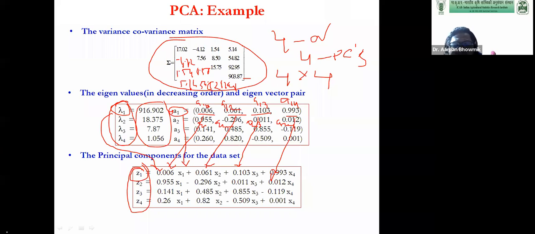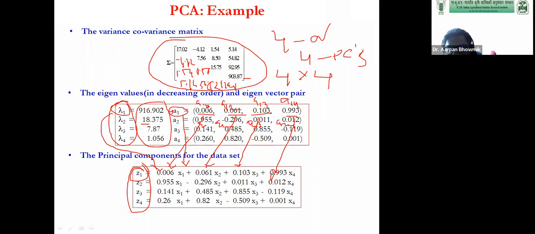Similarly, we can obtain the second principal component. The second principal component is based on the second highest eigenvalue, that is 18.375 or lambda 2, and corresponding to that we consider the second eigenvector. So 0.955 into x1 minus 0.296 into x2 plus 0.011 into x3 plus 0.012 into x4. Like that, you can obtain all the principal components, but here 1 or 2 principal components will be sufficient.